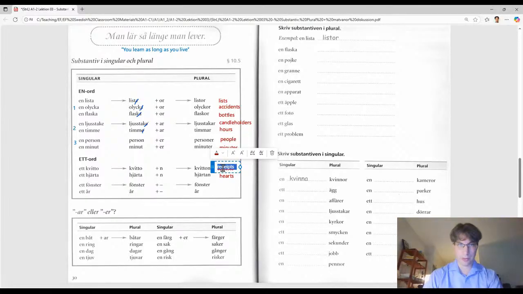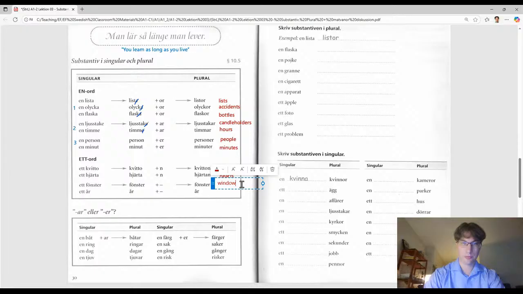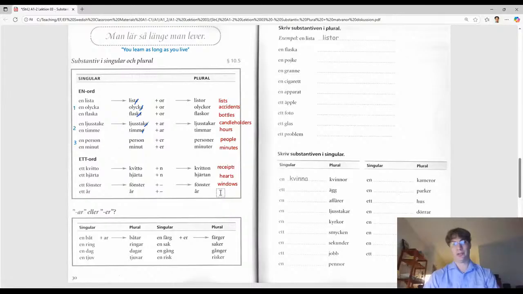Let's take a look here. All right, and then so these end on vowels. That's where you get the added N. But if it doesn't end on a vowel, you have a consonant, ett fönster, that's a window, then no change. Många fönster, many windows. Same with år, also ends on R. It's an ett word, hence no change. Many years, många år. Ett år, många år.